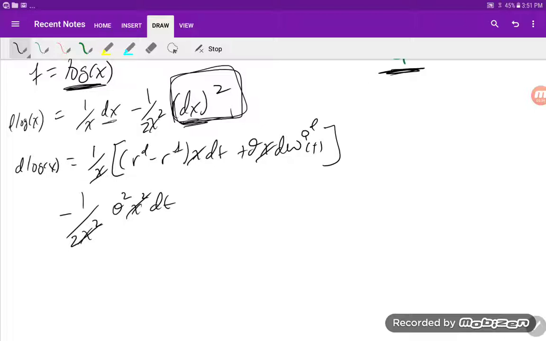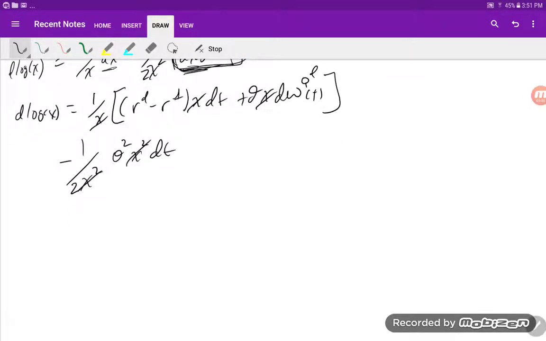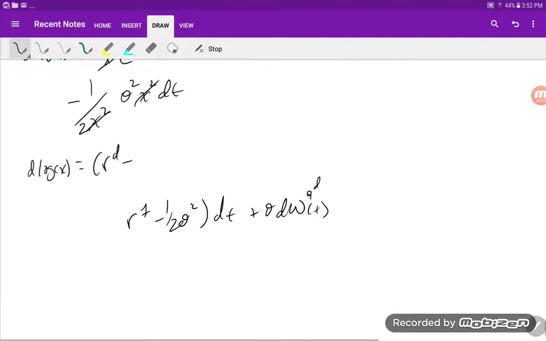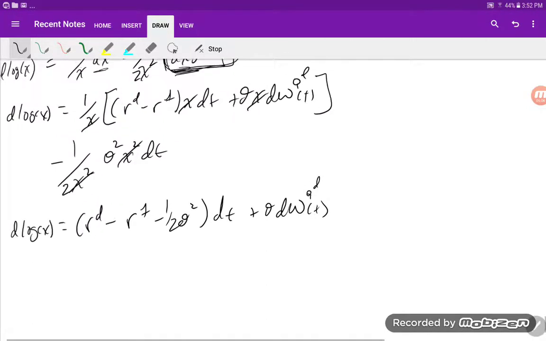Okay, so when we simplify and bring together like terms, we're going to get that d log of x is equal to rd minus rf minus 1/2 sigma squared dt plus sigma dWQ. So we're going to integrate.